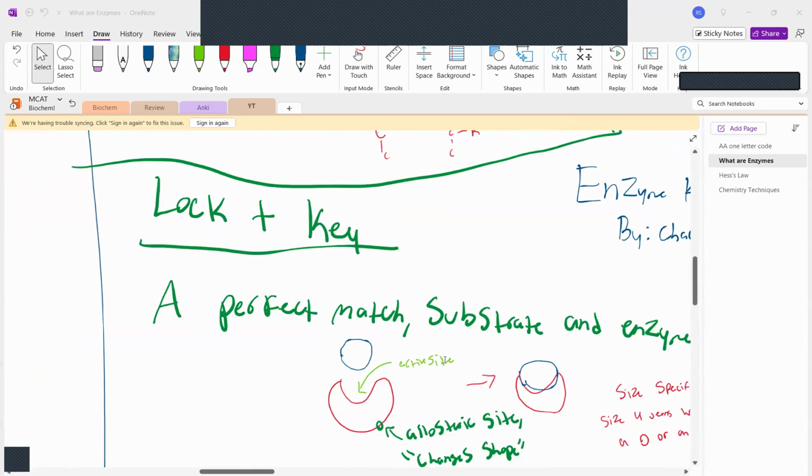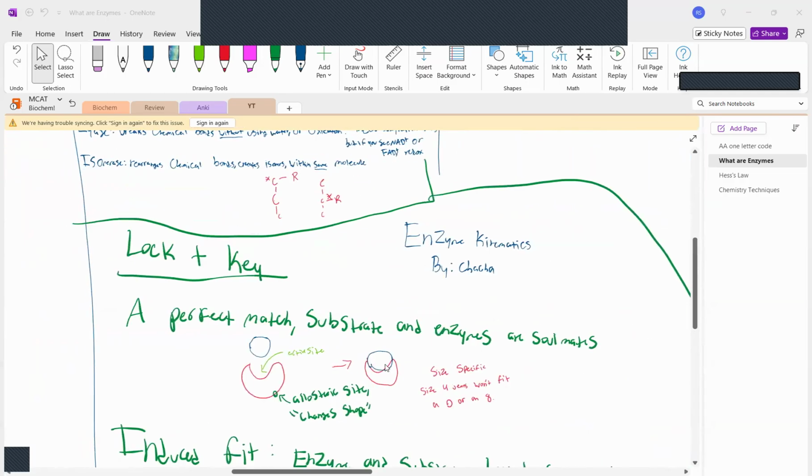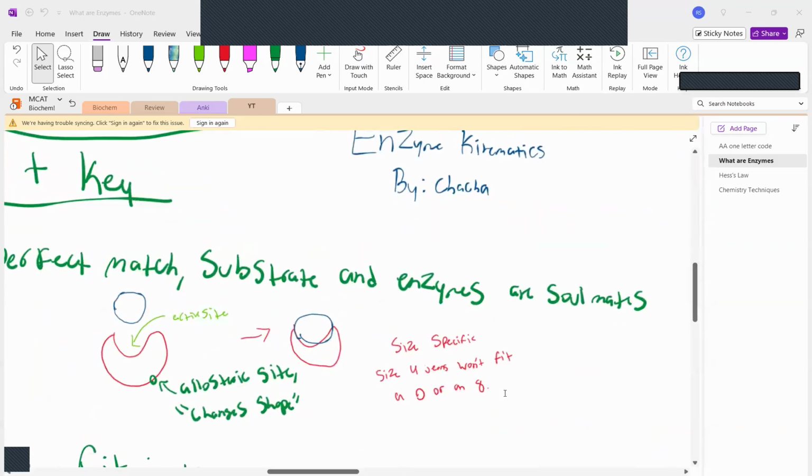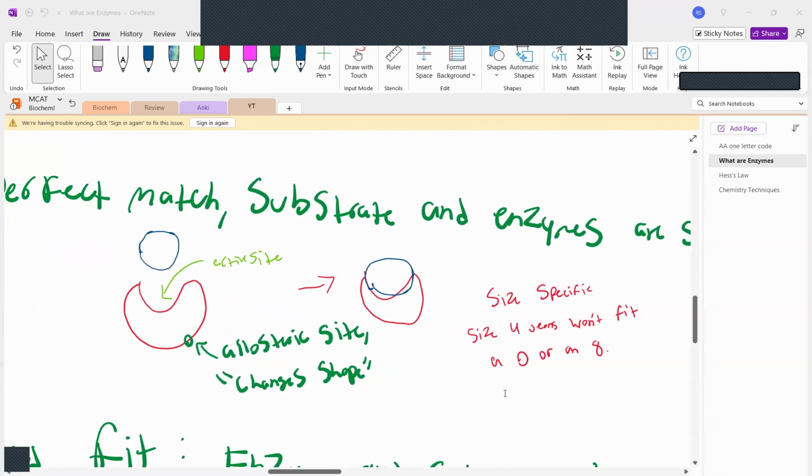So what is the lock and key? It's a perfect match for the substrate, essentially saying that your substrate and your enzyme are soulmates in a way. Perfect pair, invisible string, whatever you want to call it. I like to think about it like pant sizes, I guess. It's size specific. So size 4 jeans, think about it, right? You won't fit into a 0 or an 8. You have to be a size 4 to fit into a size 4 pair of pants. And that's sort of the same thing.